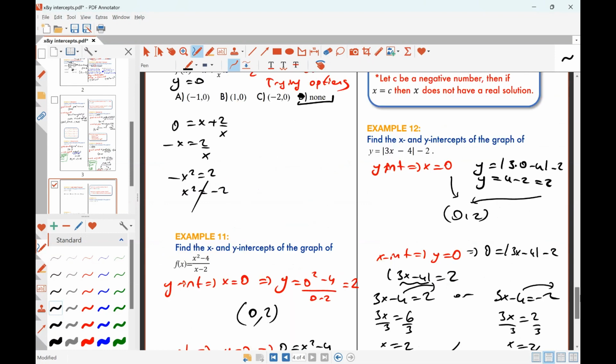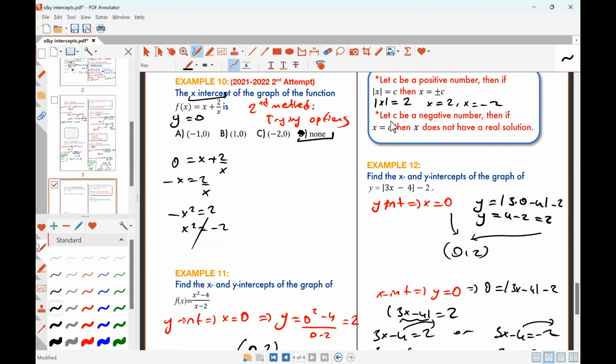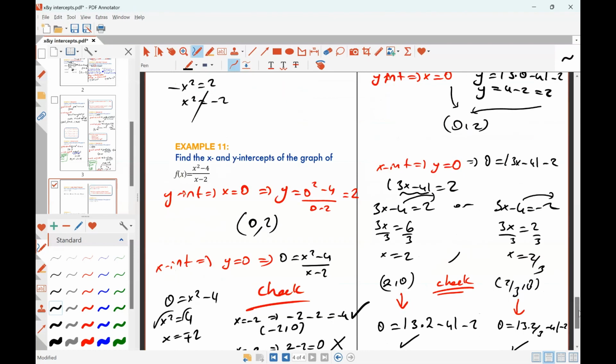And in the note, there was one more thing. The note was saying, if absolute value of x is equal to a negative number, what would happen? So it is not possible. We just learned that the numbers inside absolute value always come out as positive. So the absolute value can never be a negative number. So this is not possible. If you have such situations, then you'll have no real solution. So I pretty much covered everything about intercepts.